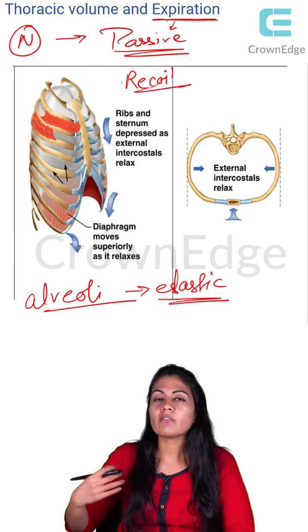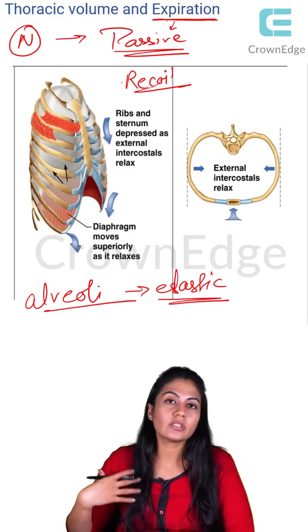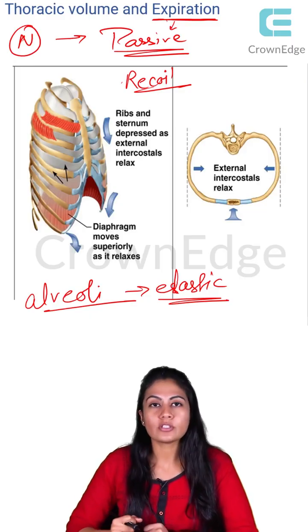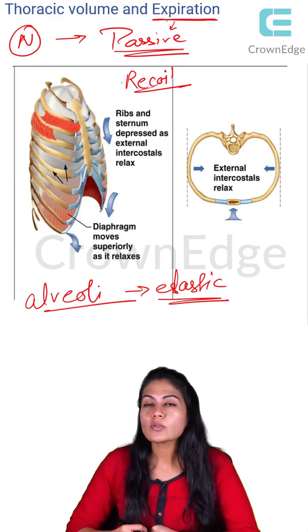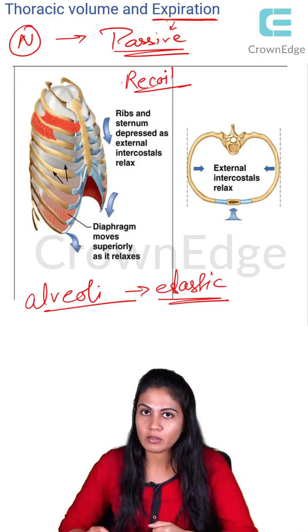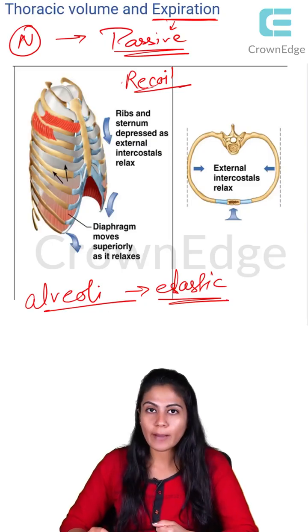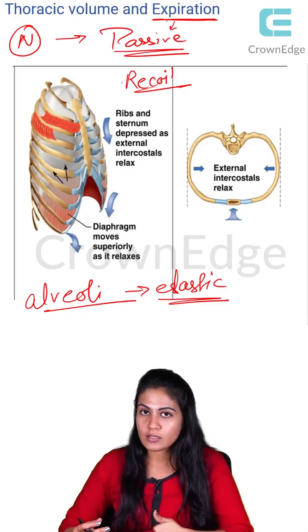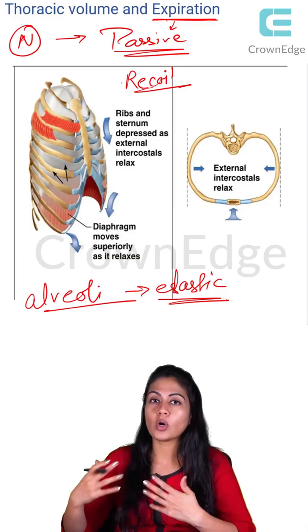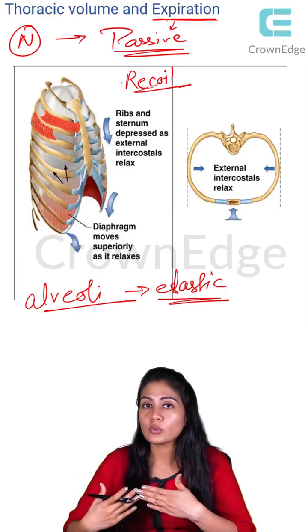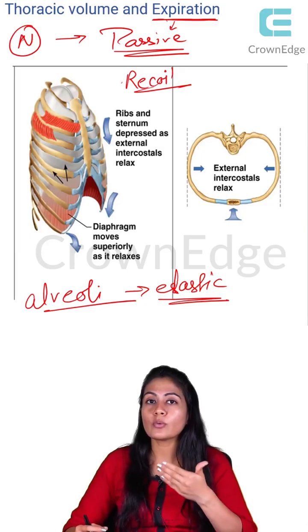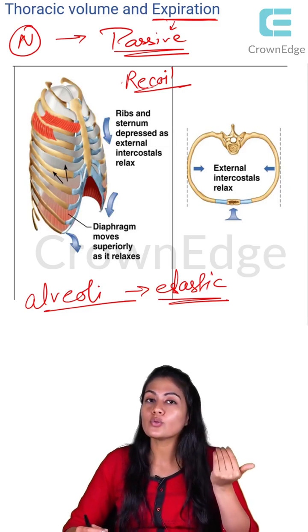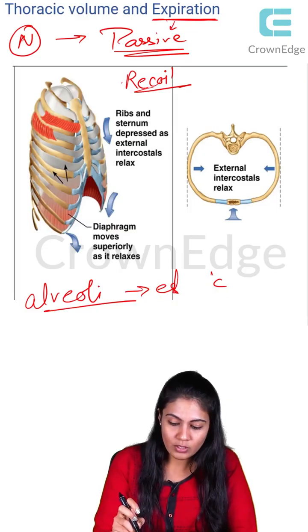But whenever you need to do active expiration, suppose you are exercising, running on the treadmill at a faster speed, what is going to happen? More and more oxygen will be required, right? At that time your respiratory rate will be higher, so you take more and more oxygen inside. Your tissues are also working, so they must be creating more and more CO2. So you have to throw out the CO2 at the same rate. So you have to use extra energy, and that is used by the internal intercostal muscles.